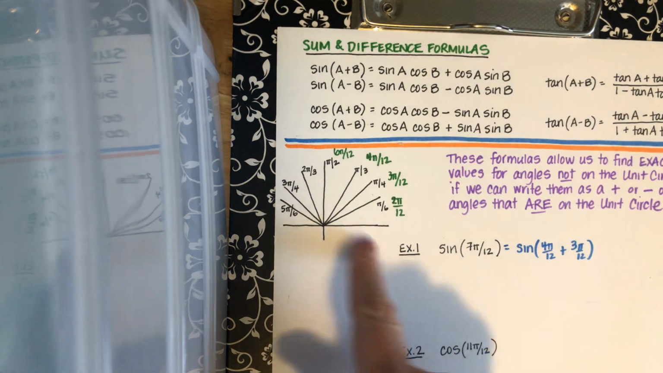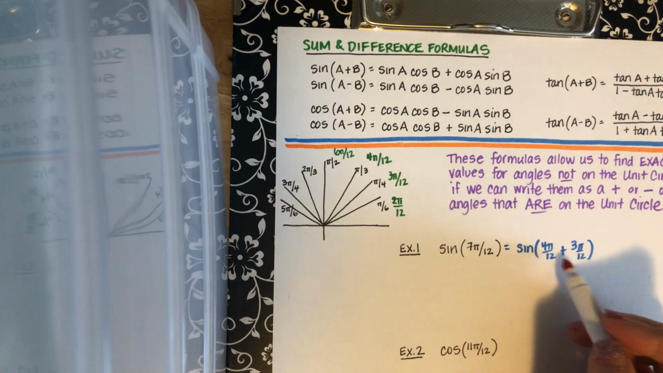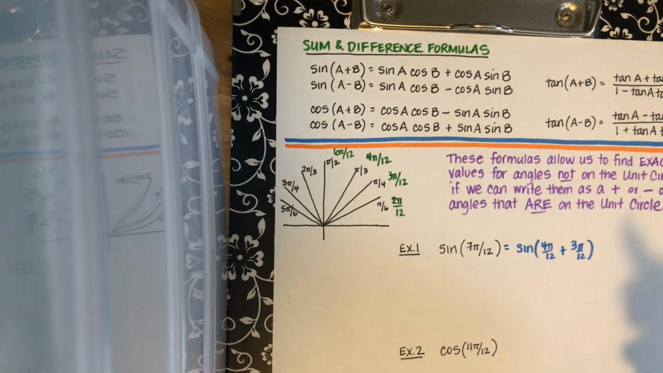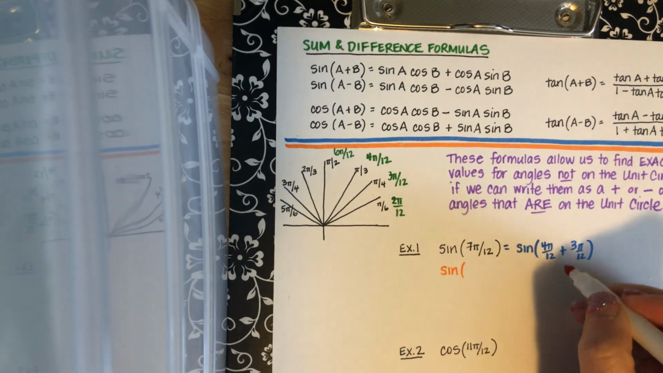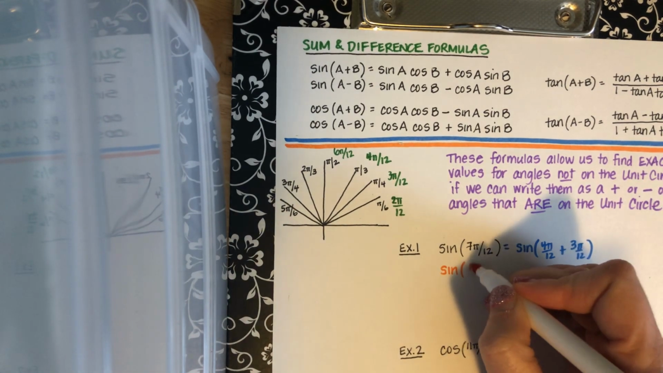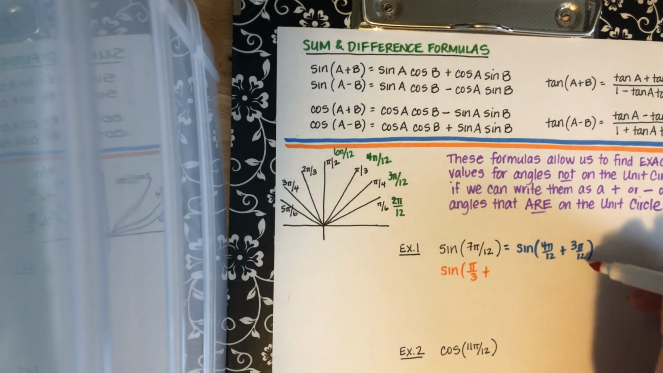Now, in terms of getting our values from our unit circle, because we know that so well, we probably want to convert these back to the angles that we know and recognize. So I'm going to write that on my next line here. So that's going to be sine, this is pi over 3, which we know a lot about. And then this one is pi over 4.